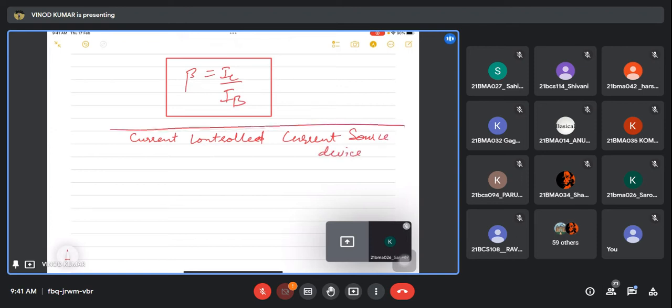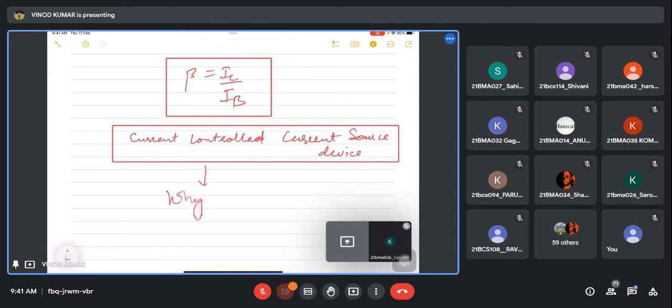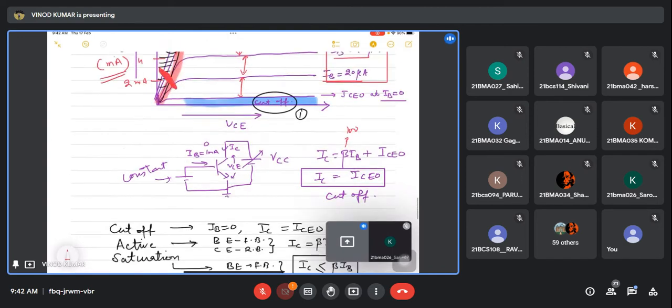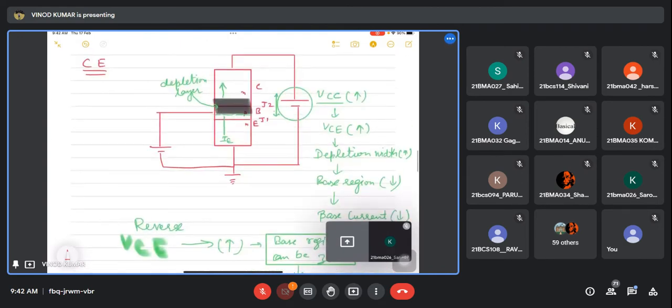Why is it not a voltage source or voltage controlled? Because ultimately all these things are coming from voltage sources, the voltage source only, isn't it? But we are talking about IB, IE, and IC.